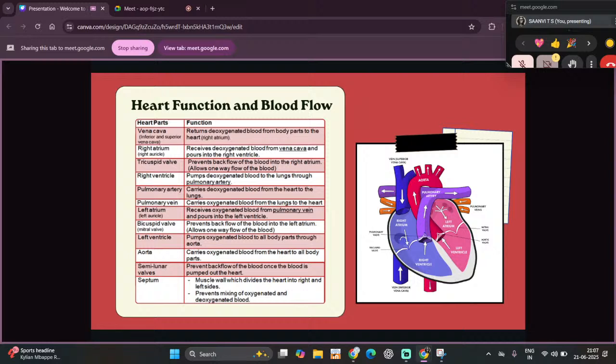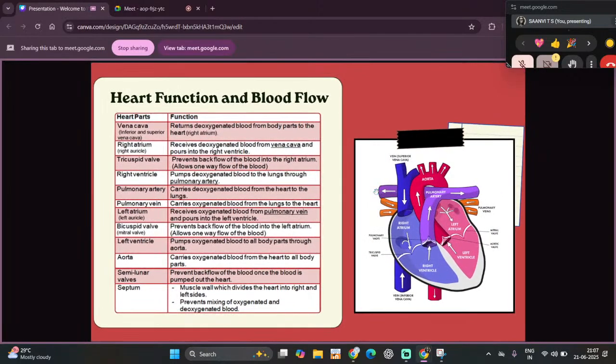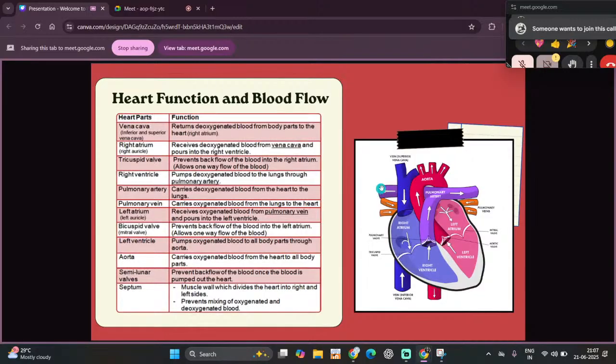So after the right ventricle, it enters the pulmonary artery and then gets sent to the lungs, where it is essentially oxygenated. And after that, the oxygenated blood comes back from the lungs to the heart. The pulmonary vein then carries the oxygenated blood from the lungs to the heart.